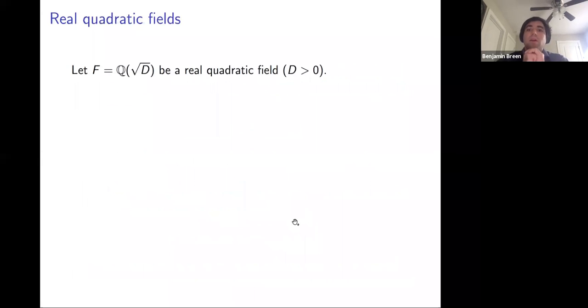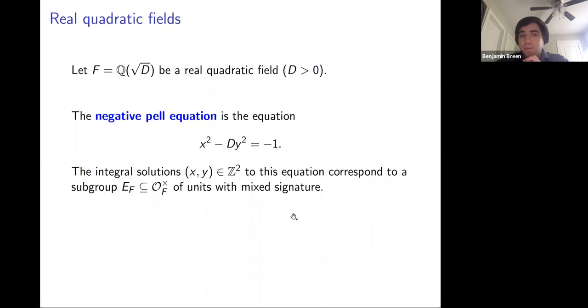So the first thing that you might want to think about in terms of unit signatures is a real quadratic field. This is probably the simplest example that we can consider. And when you do this, you'll find that unit signatures are linked to a classical equation called the negative Pell equation. This is of the form x squared minus dy squared is equal to negative 1. When you think about the integral solutions to this equation, you'll see that they correspond to a subgroup of units in the ring of integers. And these units will have mixed signature.